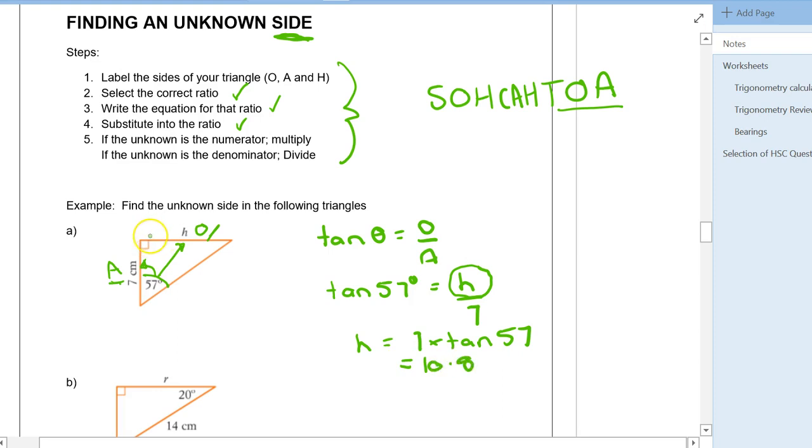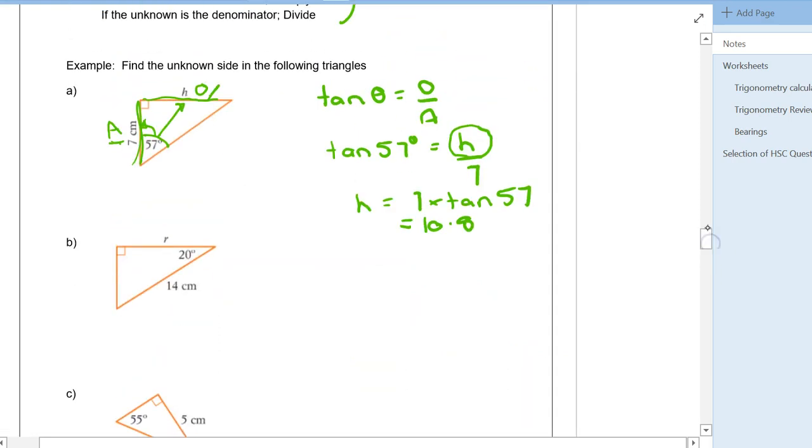which makes sense because this length here is, this one's 7. If this one was 85, you'd be going, what's going wrong here? Let's have a look at the next example.